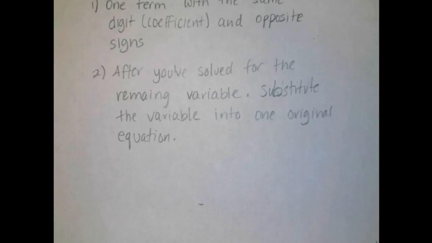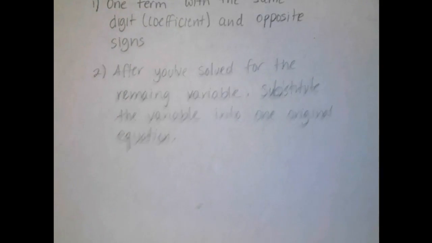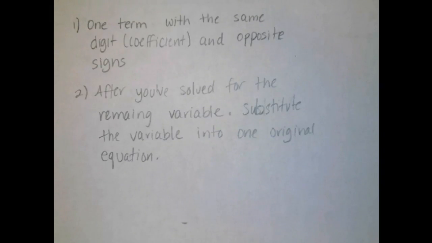Okay, so first step, my requirements. I need one term with the same digit or the coefficient of the variable, and it doesn't matter. It can be x or it can be y. That's why I wasn't specific to it. And then those digits have to have opposite signs. One should be positive, one should be negative, right?